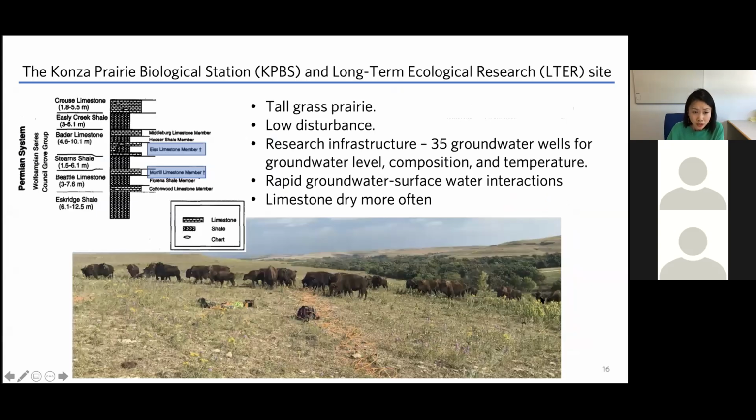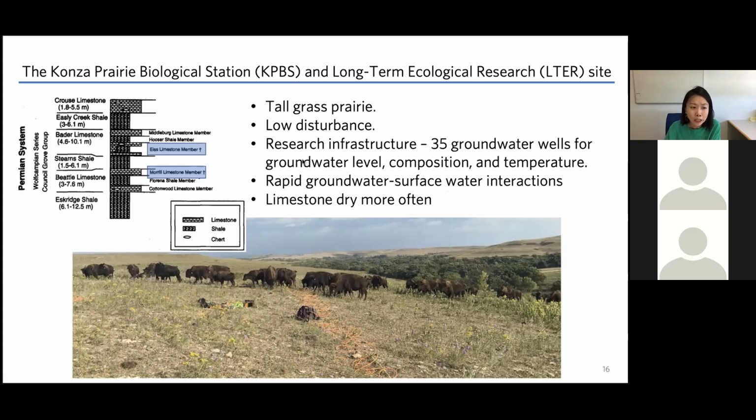So in this watershed, we have very well equipped research infrastructure. We have 35 groundwater wells that have been monitored over 30 years. And so we have tons of hydroclimate data. And we also know pretty well about the groundwater level, composition, and groundwater temperature. In this region, from such long-term monitoring, we know that this region has a very rapid groundwater surface water interaction, by measuring the groundwater level and also the composition and temperature change immediately after precipitation events.